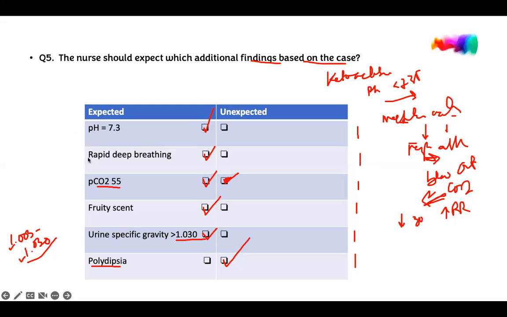So they come back and say, okay, this is right. Rapid deep breathing, okay, this is right. You get 2 points. This is wrong. Fruity, you get it right. Okay, and this one is right. And polydipsia, you chose wrong. You chose the unexpected here. So you have 1, 2, 3, 4. So 4 out of 6 points. It's not the original SATA. If this were the original SATA, you would have to answer everything right. If you get one wrong, you lose all the points. So I think they're being fair.